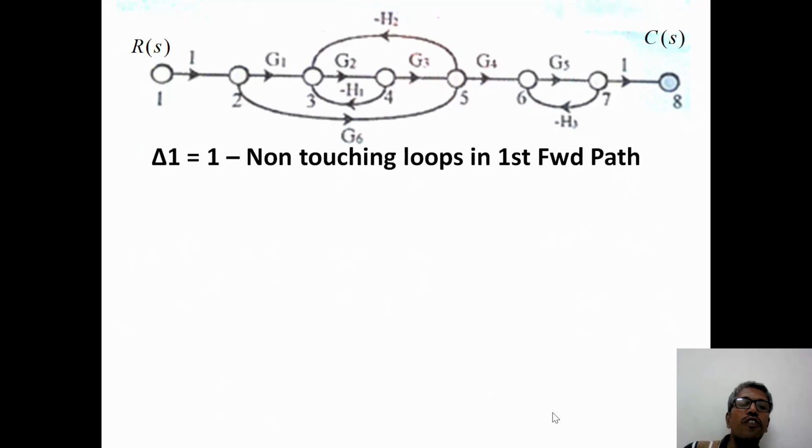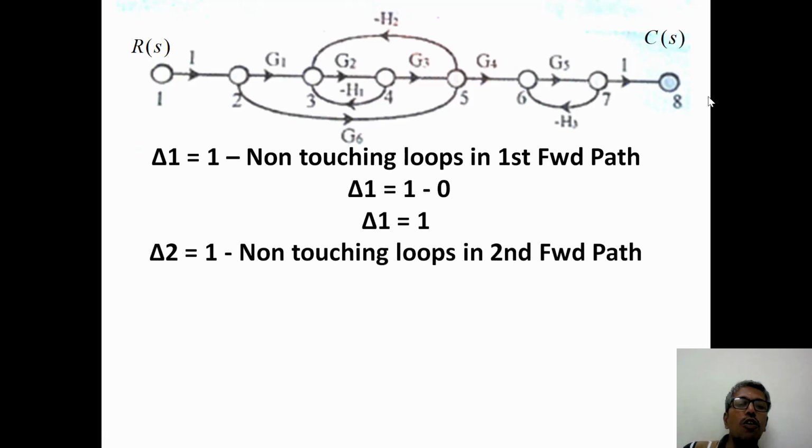Next you have to find delta 1, that means the part non-touching the first forward path. Here, for the first forward path, all the loops are touching. There will be no non-touching parts in the first forward path. So it will be 1 minus 0.